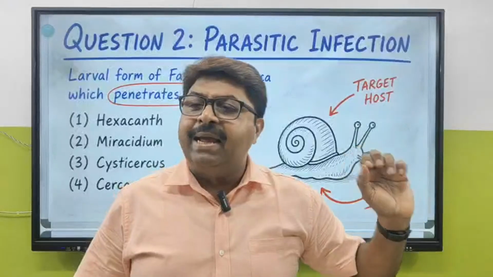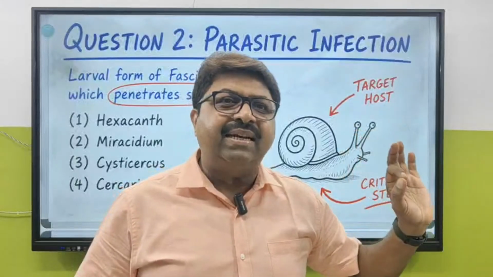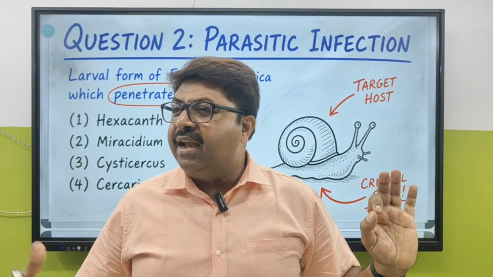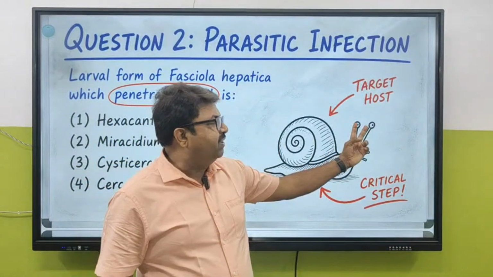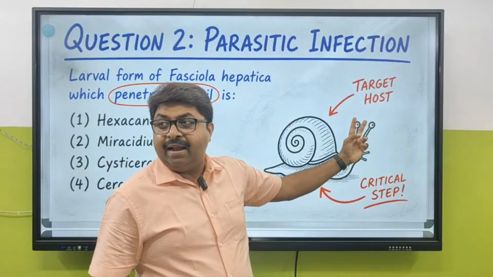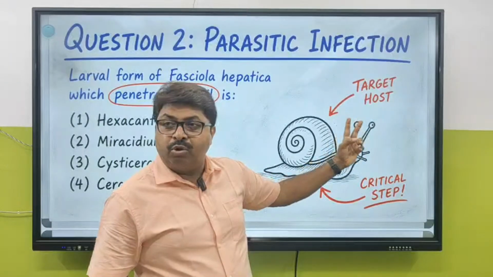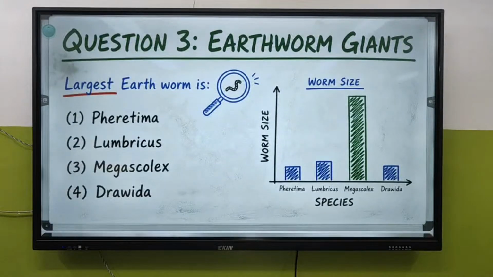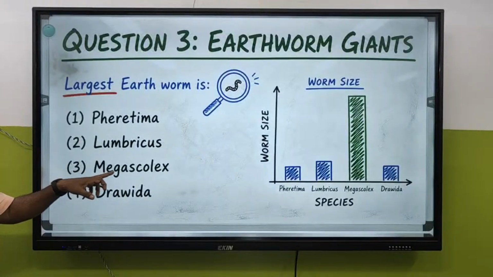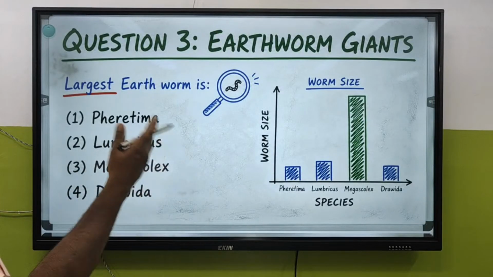Just now I have talked about a type of Annelida which acts as a connecting link between Annelida and Mollusca. Even in Annelida, you will see two such figures. I am going to show you. The largest earthworm is Megascolex. Just now we have done it. Largest is Megascolex. See the size.